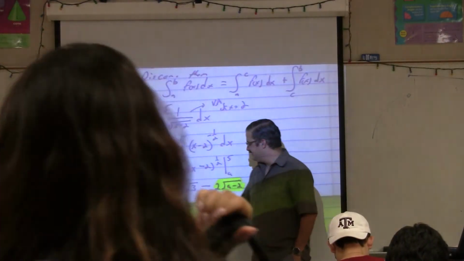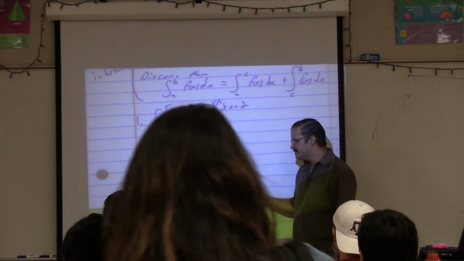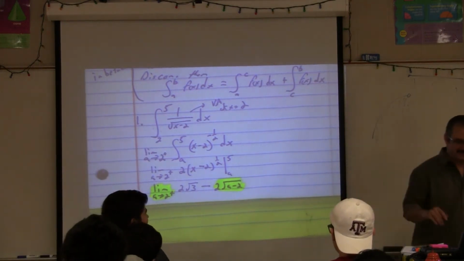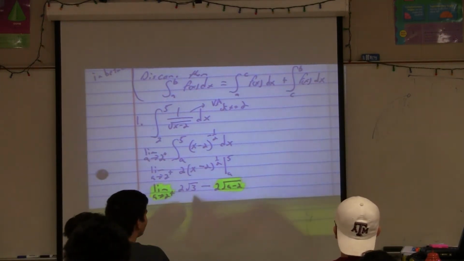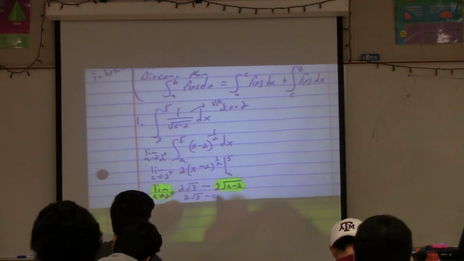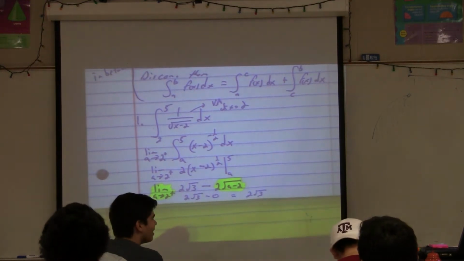Let's see, plug in 2. 2 minus 2? 0. Square root of 0? 0. 0 times 2? 0. Oh, it worked out. But no, wait, it's not. Hold on. 2 radical 3 minus 0, so what do we get? 2 radical 3, right? Of course.